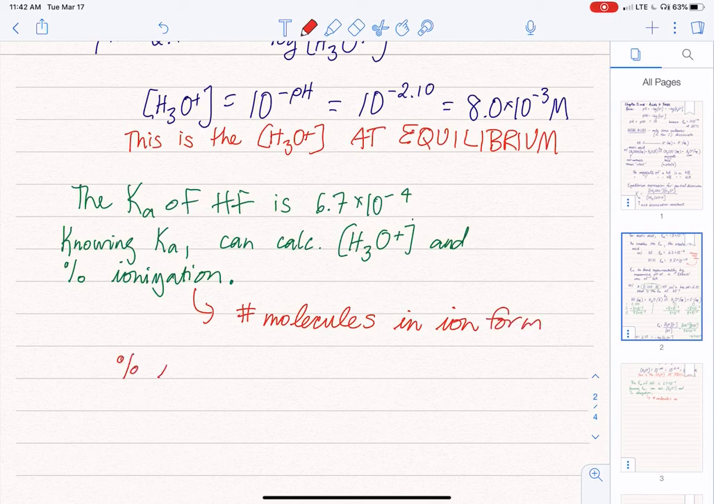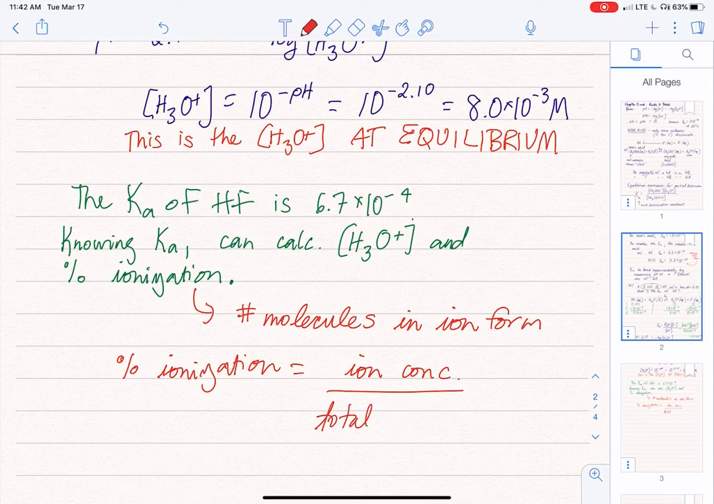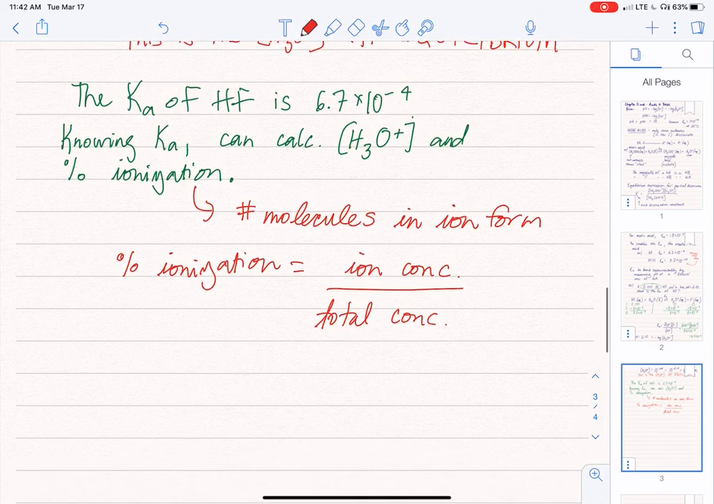Literally, the percent ionization is the ion concentration over the total concentration of the acid, whatever we're talking about. So I'll show you what that is by doing another example.